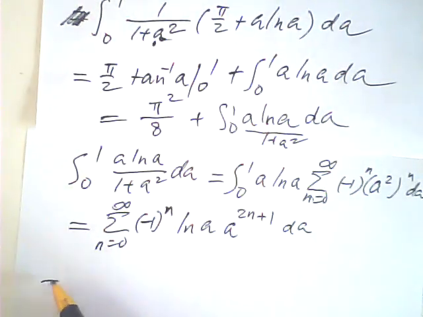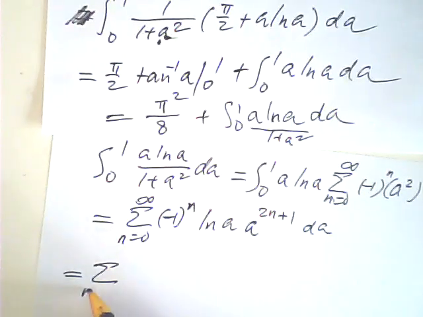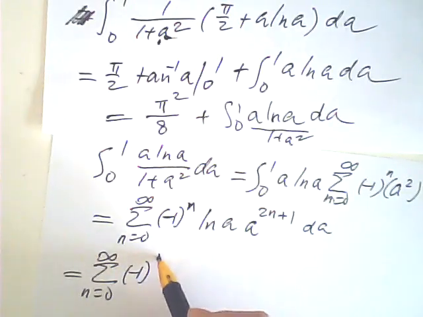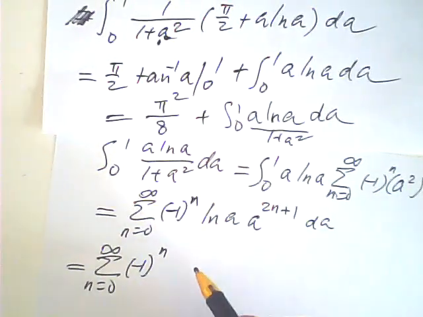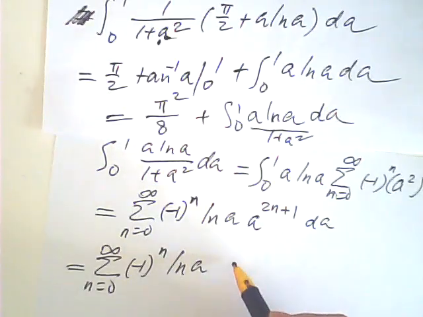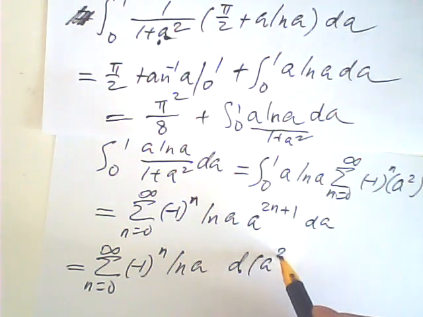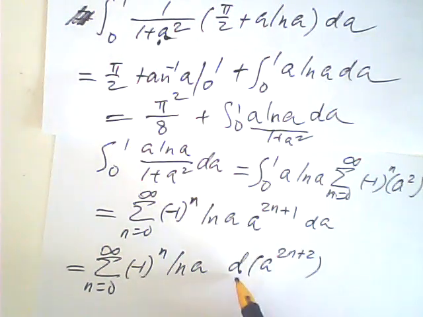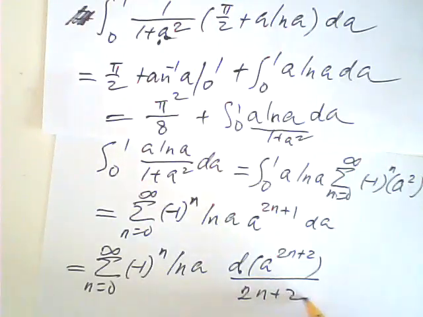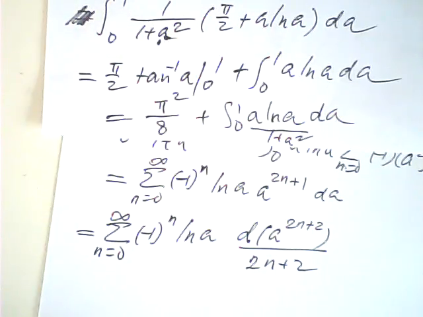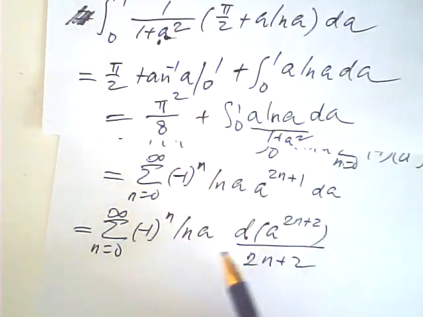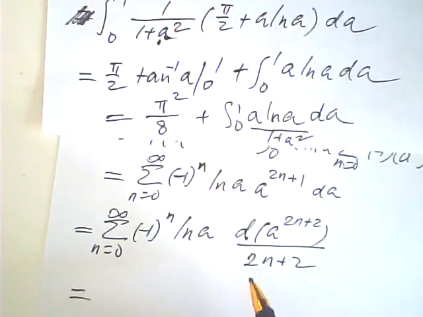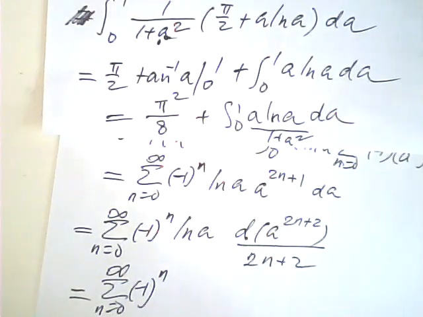Now here I'm using integration by parts. This is negative 1 to the n. So this is log a, this is d of a to the 2n plus 2 over 2n plus 2, right? So I can do by parts. This is 0, it's negative 1, right?